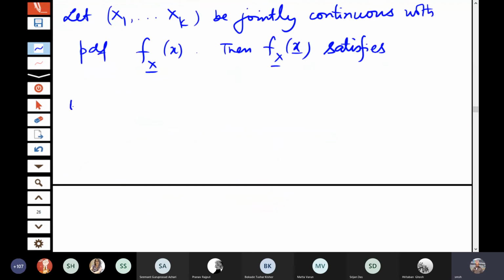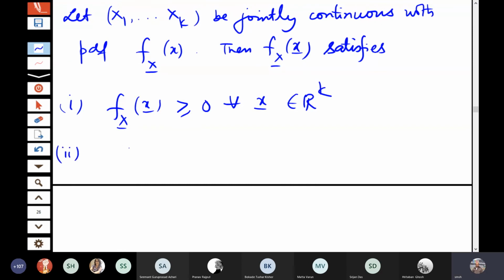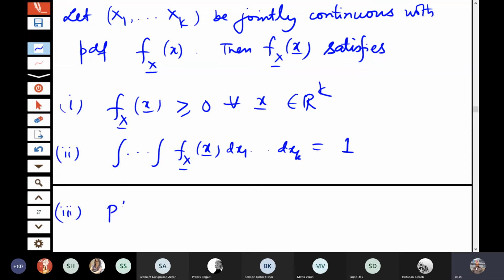So then this satisfies the properties that this is a non-negative function. The integral over the entire k-dimensional space should be equal to 1. And if I am calculating the probability of any region in the k-dimensional space, then it is nothing but the integral over that set.